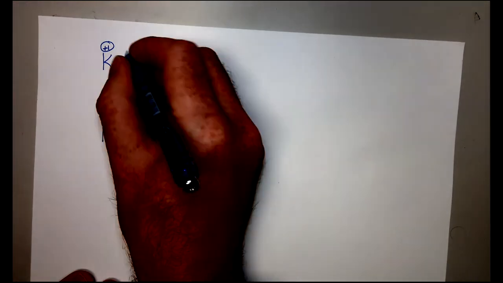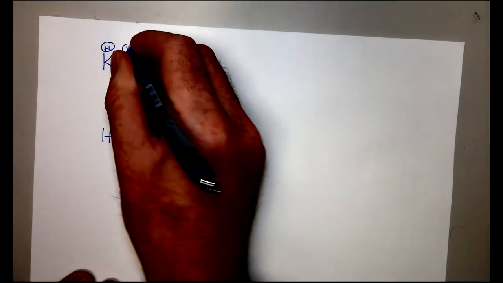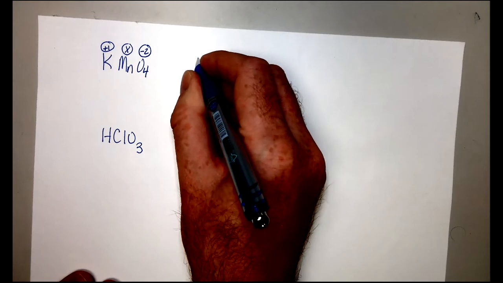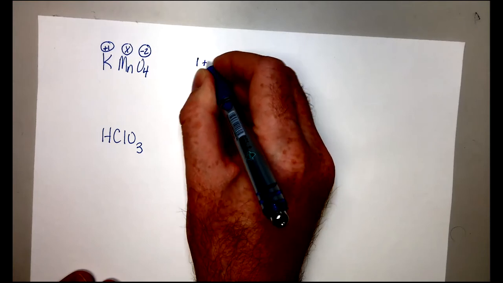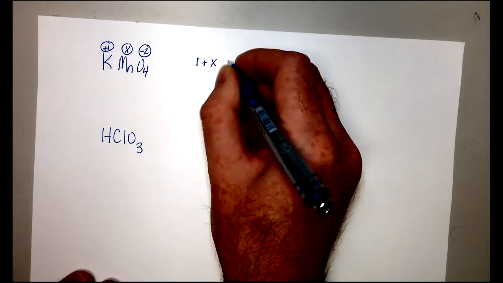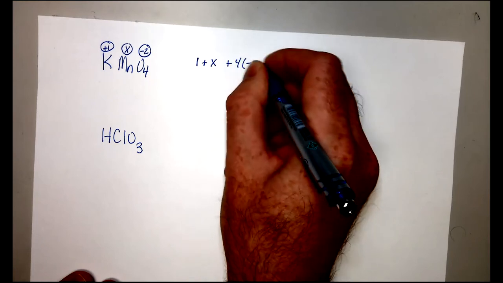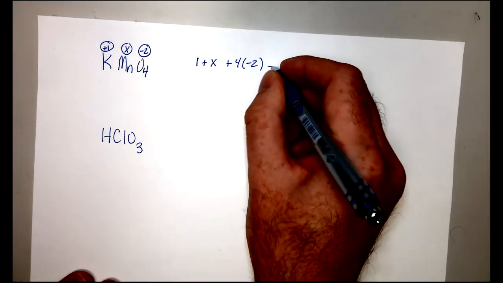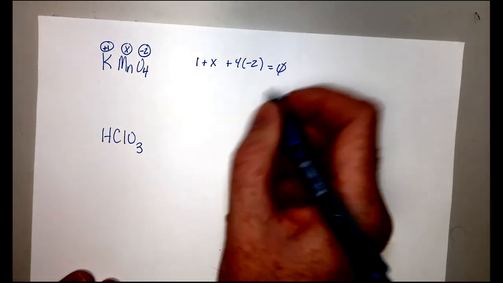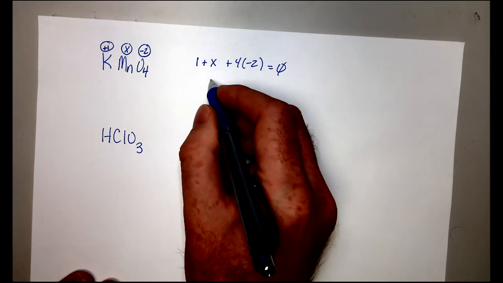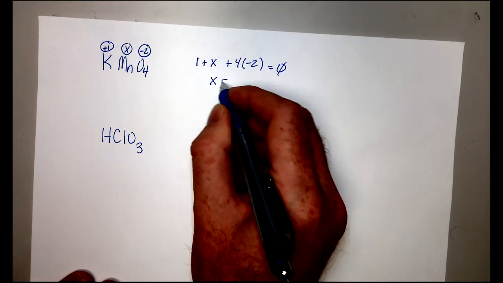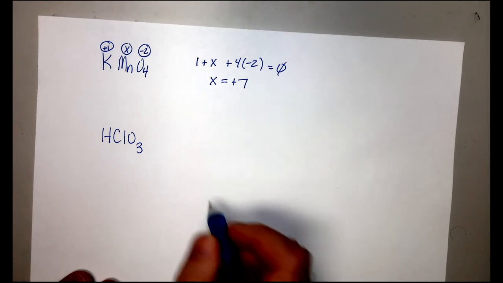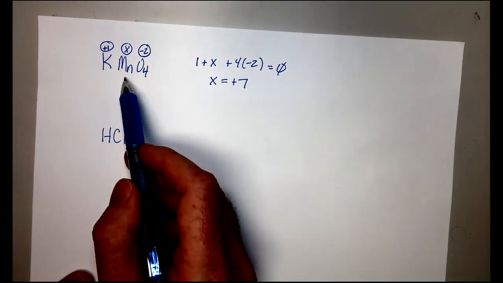And then we can solve for that and give it a variable x. So essentially 1 plus x plus 4 times the -2, because there are 4 oxygens, adds up to whatever the charge is. In this case, it's uncharged, so 0. And so x is going to equal +7. So the oxidation state on that manganese is +7.